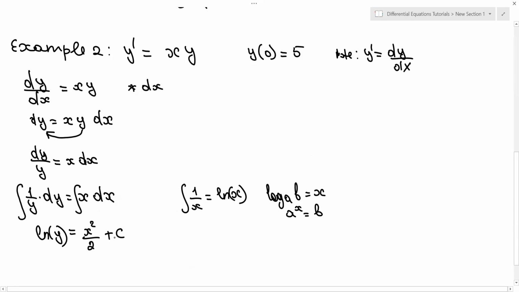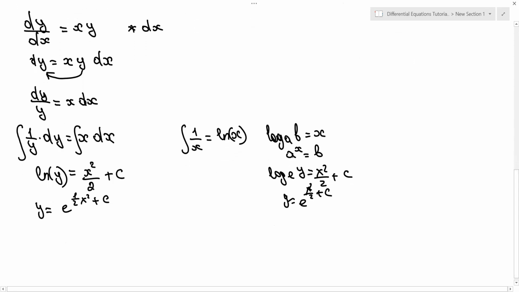From this example, ln means logarithm, so e to the power of y, e^y, is equal to x squared divided by 2 plus c, or we can write e in both parts. From this one we can see that y is equal to e to the power of x squared divided by 2 plus c. So we have e^(1/2 x squared + c). So we can write it to make it easier.